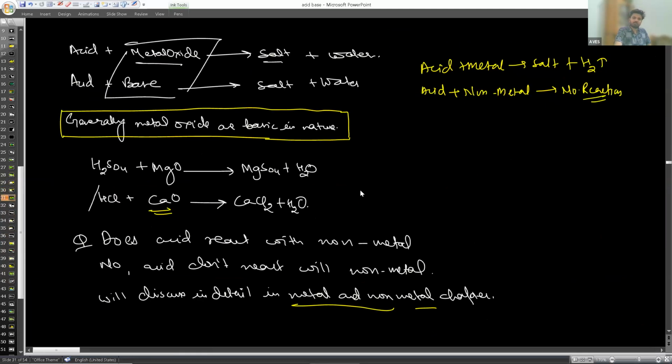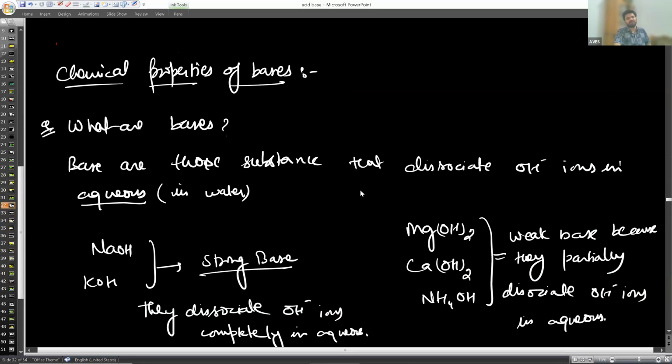Now we need to discuss the chemical properties of bases. What are bases first? Bases are those substances that dissociate OH negative ions in aqueous solution, in water. When you add a base to something, they produce OH negative ions.